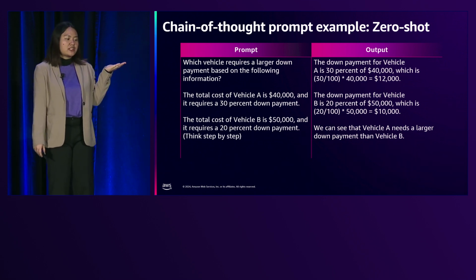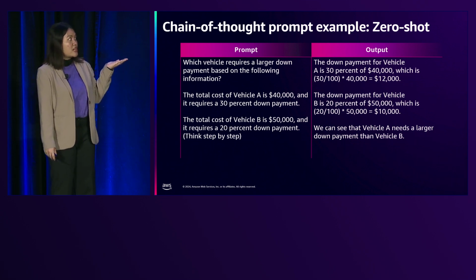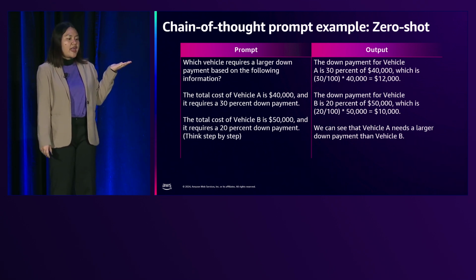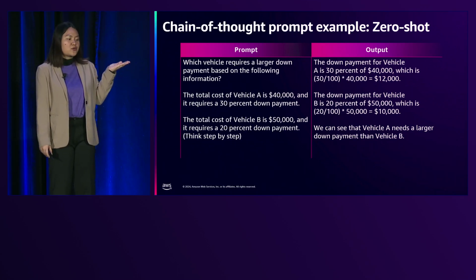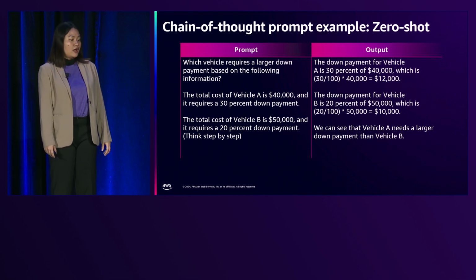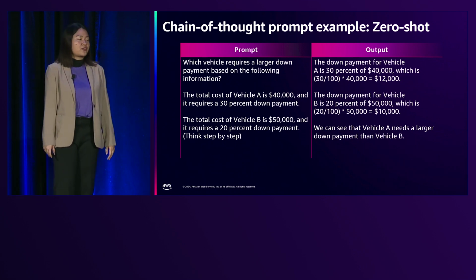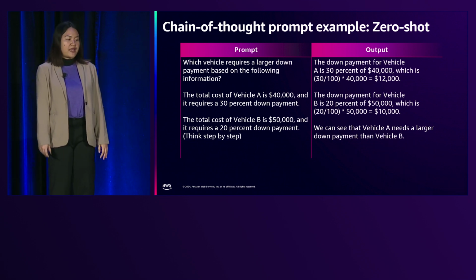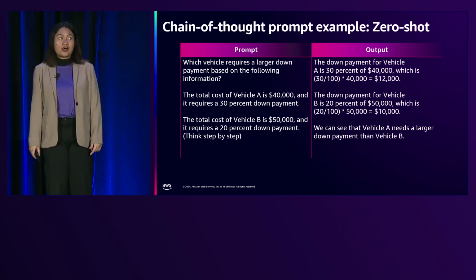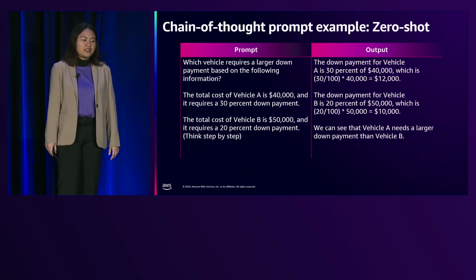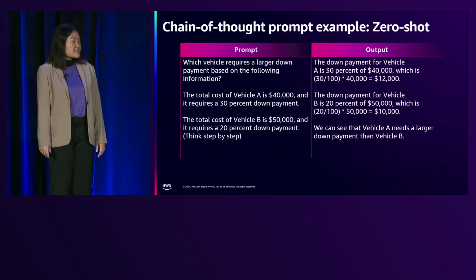In here, the larger down payment based on the following information. So you ask the first question, and it will generate the output for your first question. And then for your next question, you refer back to the previous prompt. So let's say you're trying to calculate the total cost of your vehicle A for your down payment, it will refer your second question to the first question when you are doing your chain of thought technique. And the last one, in here you can ask another question.